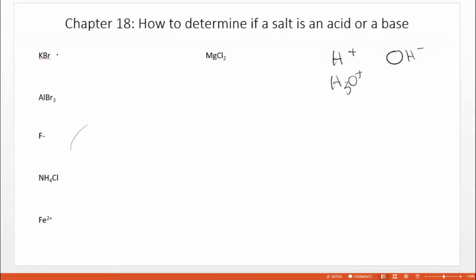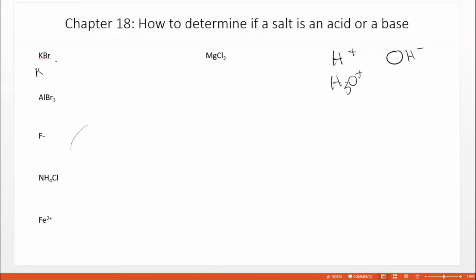The key point when determining if ionic compounds or ions alone act as an acid or a base is determining what happens in water. Does this ionic compound compromise the amount of H+ or OH- by binding to them and not letting go? So here's an example, KBr.